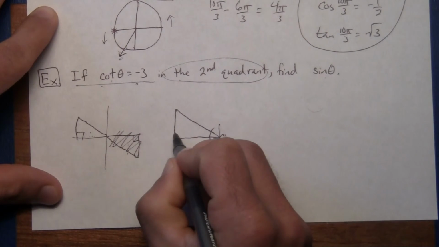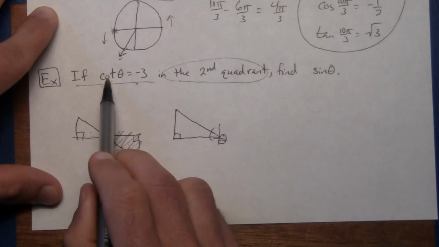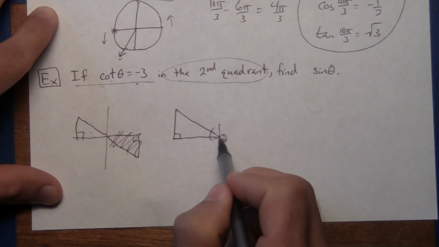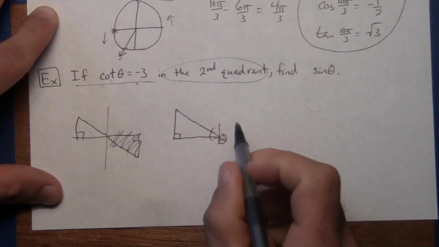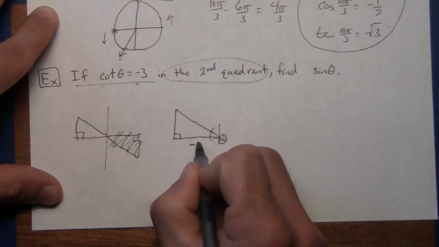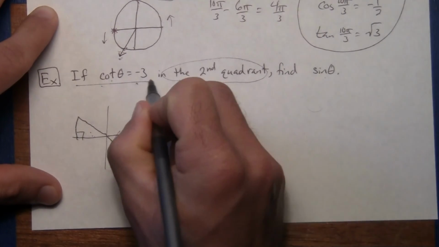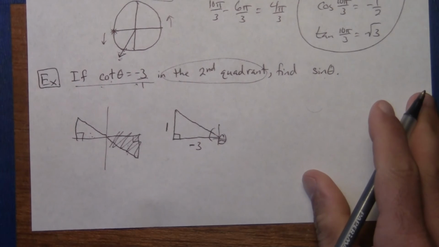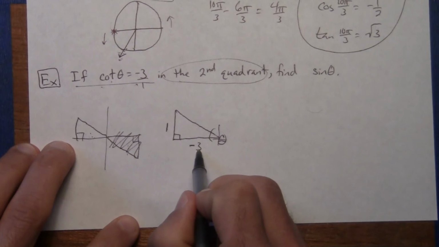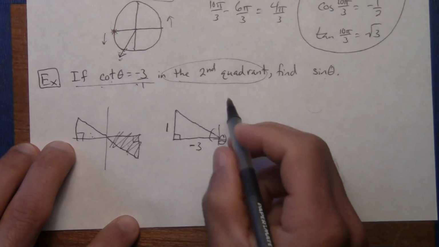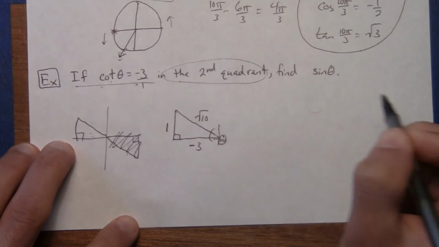Here's my angle theta that I'm looking at. I'm going to go ahead and label it now. I know cotangent is x divided by y, or it's adjacent over opposite if you want to think of it that way. So it's -3 over 1, if I think of that as a fraction. And all I have to do is run through my Pythagorean theorem. It's -3 squared, or 9, plus 1 squared, or 1, is going to give me the square root of 10.